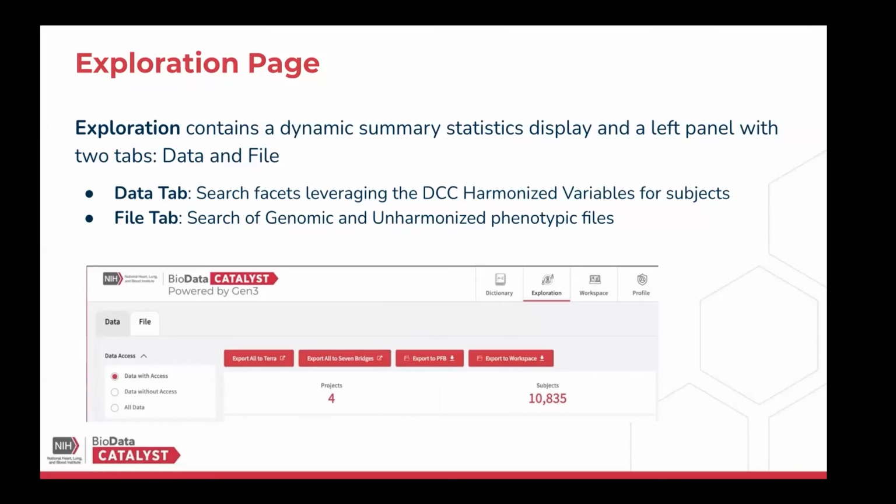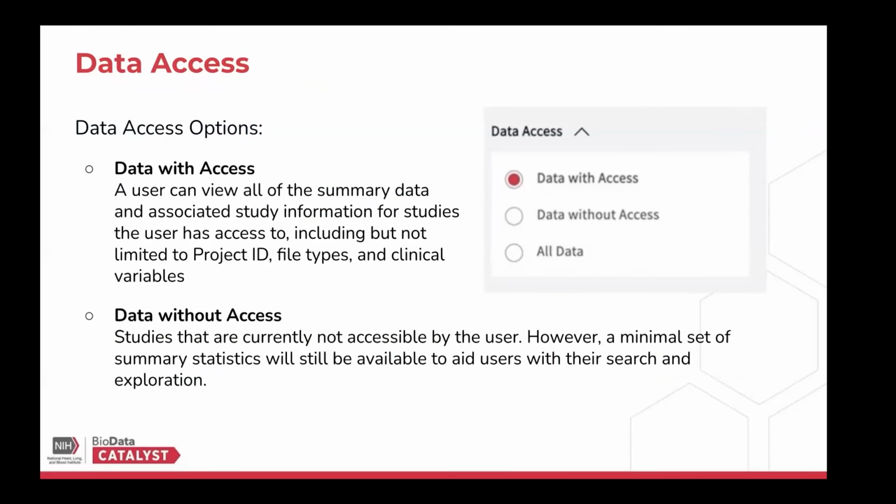So on the exploration page, we have dynamic summary statistics displayed at the top, and we'll have two panels. One is a data panel and another one is a file panel. The data tab will contain many different facets, leveraging harmonized variables for the subjects. So it's going to be clinical information that either describes the subject or the project. And then the files tab will be everything that is describing metadata about the actual files. Next slide.